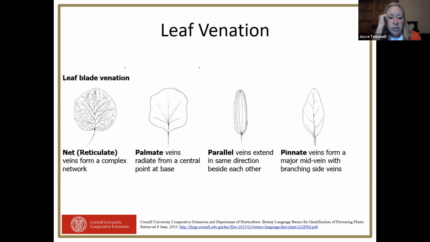Here's the leaf venation. Redbud, as an example, has a very palmate venation. Dogwood, I think, is more parallel. And so again, you start looking at books specific to tree leaves and look at what their leaf venation is.